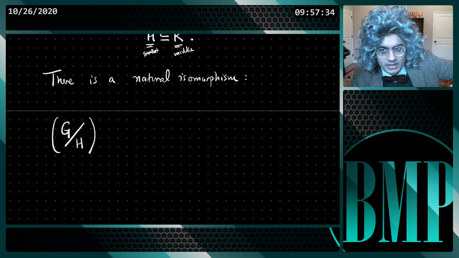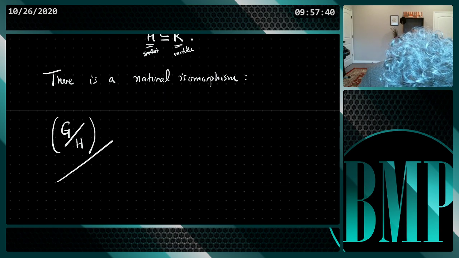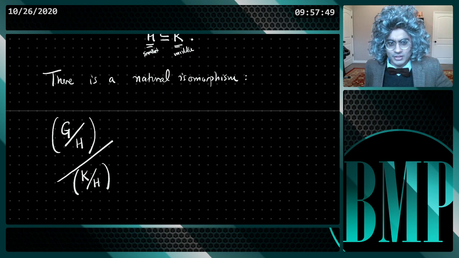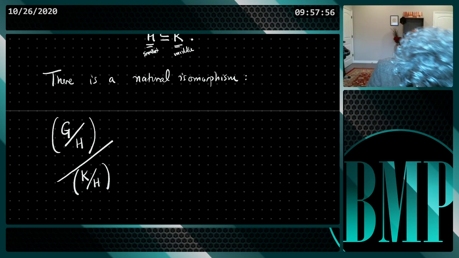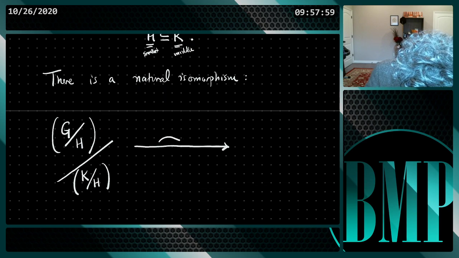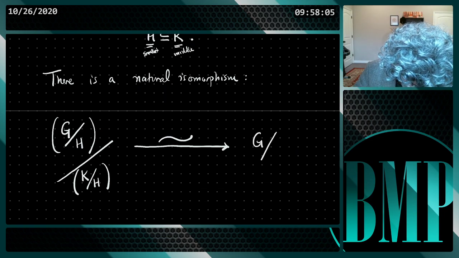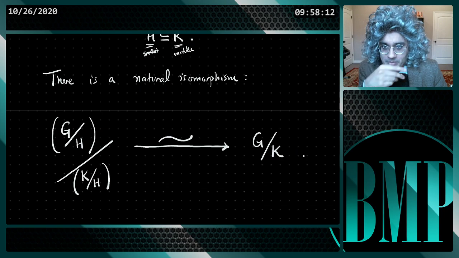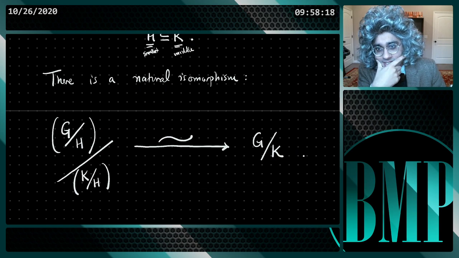That's a group because H is normal in G. Now that group contains a subgroup called K mod H. I'll talk about this, don't worry. It looks horrendous, but the left side's gonna make sense in a second. And there is an isomorphism of groups with simply this quotient. In other words, you can clear out the denominator. That's how you can think of it.